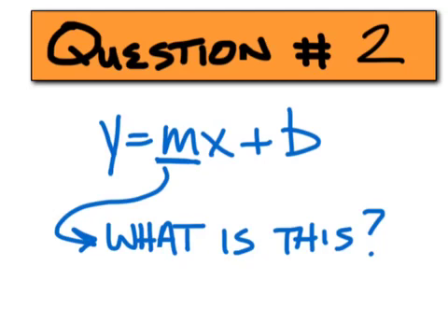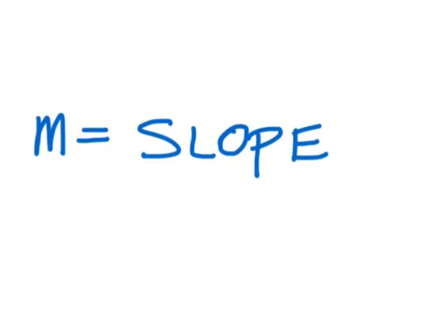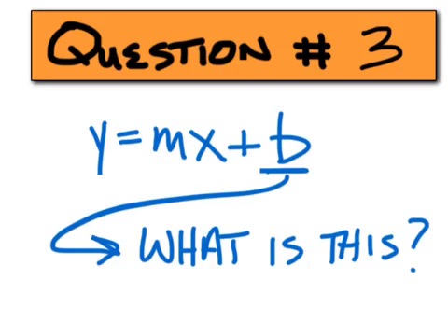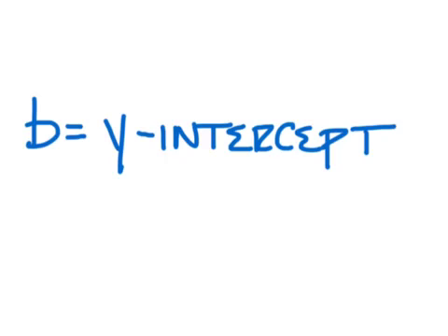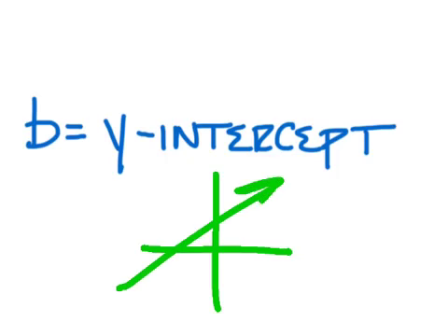Question 2, what is this? What is the M? What does M stand for in this equation? M stands for slope. What does B stand for in the y equals mx plus b equation? B stands for the y-intercept. That is where it crosses the y-axis, which would be there.